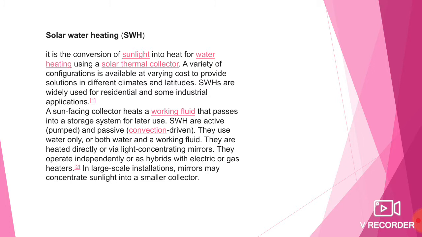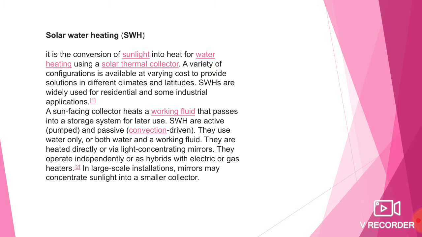Here we will see the two types of solar water heating. It is the conversion of sunlight into heat for water heating using the solar thermal collector. A variety of configurations is available at varying cost to provide solutions in different climates and latitudes. Solar water heaters are widely used for residential and some industrial applications. A sun facing collector heats a working fluid that passes into a storage system for later use.